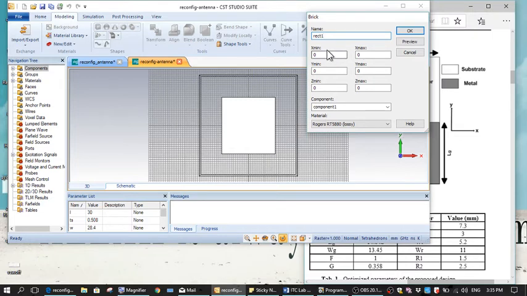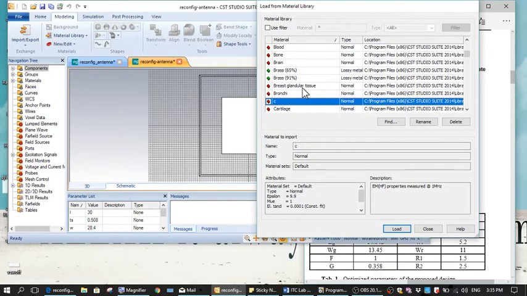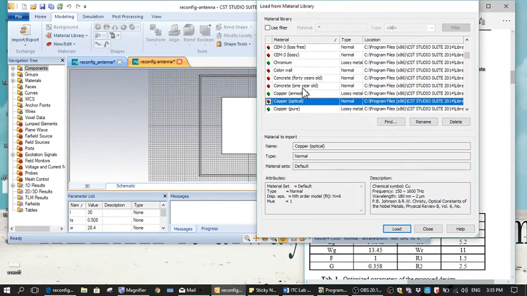So for rectangle 1 we need to be giving the X dimensions, the Y dimensions, and the Z dimensions. For Z dimensions we will start from the thickness of substrate and go up to the thickness of substrate plus a value that is thickness of copper. And let's assign the material copper. So copper is the material, copper anneal.